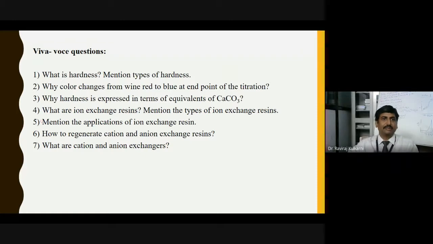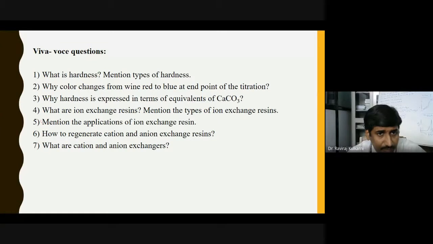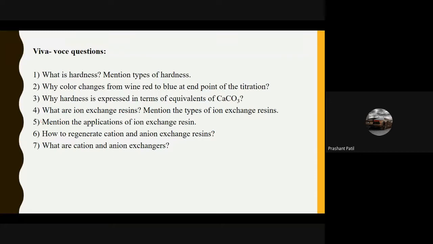All of you. Anyone? First question. What is hardness? Presence of calcium and magnesium ions in water. Hardness is a characteristic property of water which prevents lather formation in soap solution. It's because of calcium and magnesium ions. Mention the types of hardness.